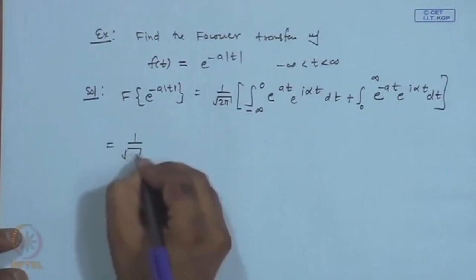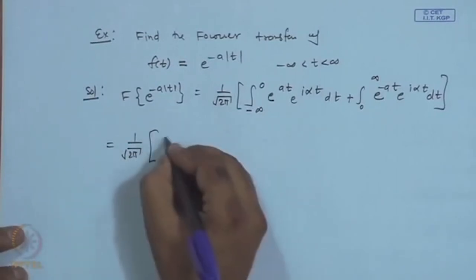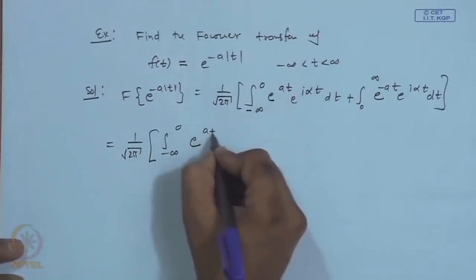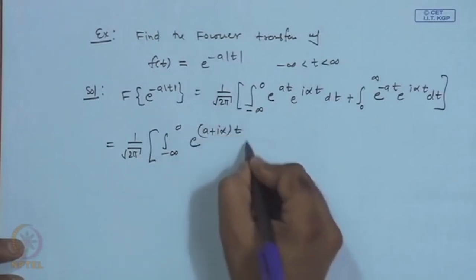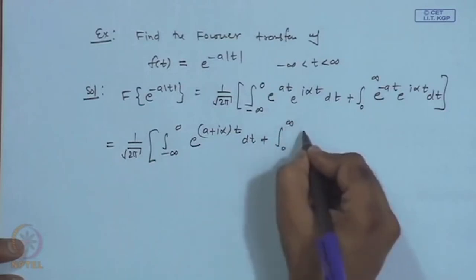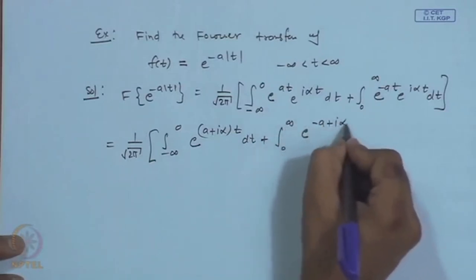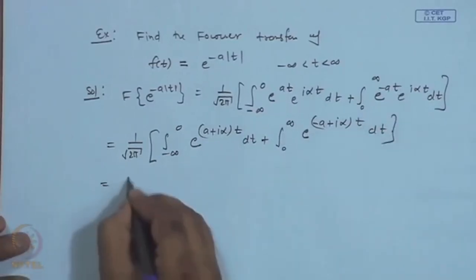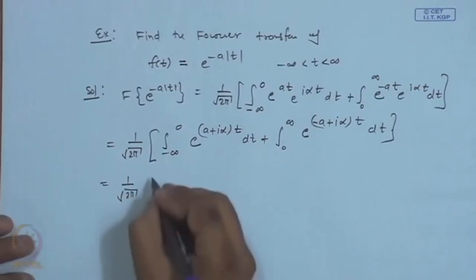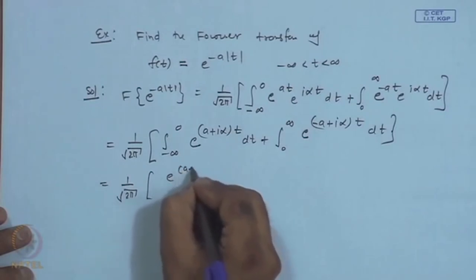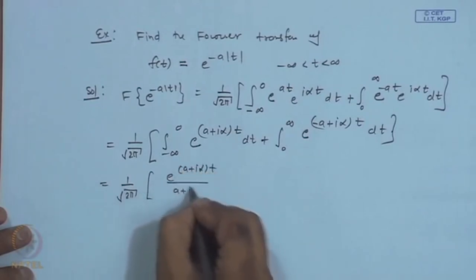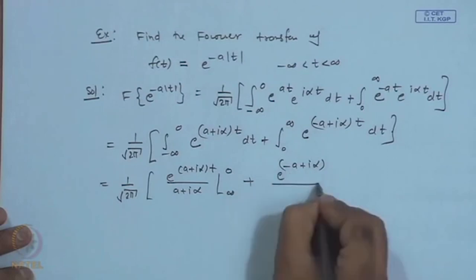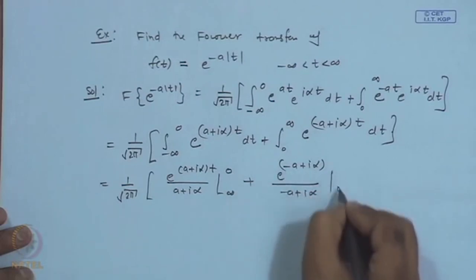So, we have 1 over square root 2 pi, and again I can just write this. So, it is e power (a plus i alpha) t dt, plus integral 0 to infinity e power minus (a plus i alpha) t dt. Now, we can integrate this. So, 1 over square root 2 pi: e power (a plus i alpha) t over (a plus i alpha) from minus infinity to 0, plus e power minus (a plus i alpha) t over minus (a plus i alpha) from 0 to infinity.